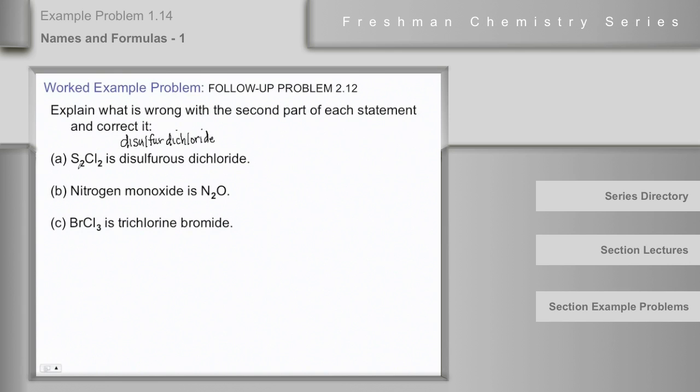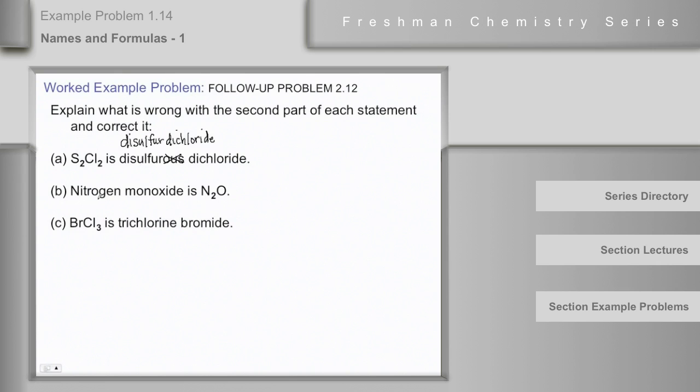Now, as an aside, we always name the element first with a smaller group number. Sulfur is a group 6 element, chlorine's group 7, so instead of dichloro disulfur, it's disulfur dichloride. Now, if we compare this with what's written here, you can see it says disulfurous dichloride, and the OUS is incorrect. The correct name is disulfur dichloride.